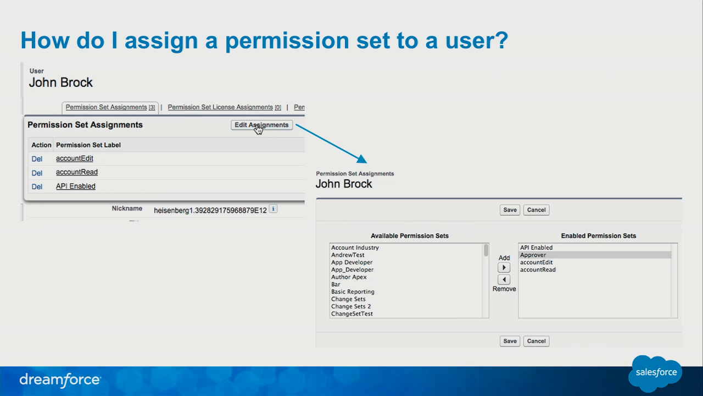How do I then assign that permission set? Assigning permission sets is as easy as going to the user record. You'll see under the related list, there's permission set assignments. You click Edit Assignment. Again, click Assign. That person now has the embodiment of that permission. All right. That's kind of permissions 101 stuff.